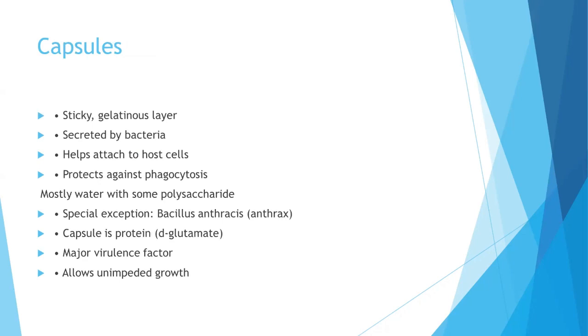So now let's talk about capsules. Capsules are a sticky, gelatinous layer secreted by bacteria that helps them attach to host cells and protects against phagocytosis. They are mostly water with some polysaccharide. A special exception is Bacillus anthracis, where the capsule is made up of protein, and it is a major virulence factor that allows unimpeded growth for the organism.